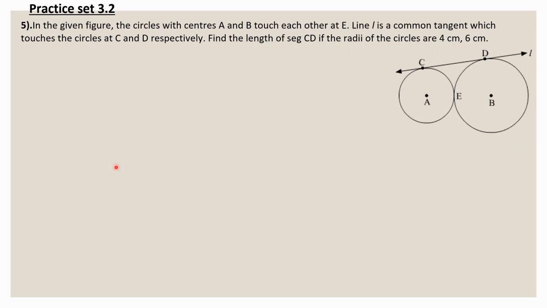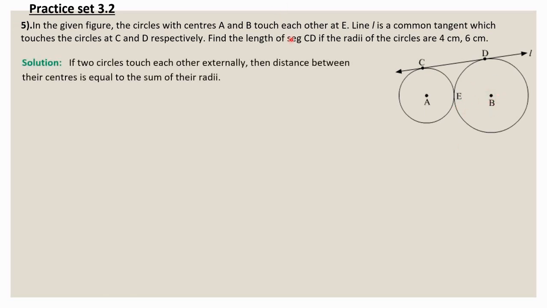Let us understand the question. The circle with center A and the circle with center B touch each other externally at point E. Line L is a common tangent to both the circles and it touches the circles at point C and point D. We have to find the length of segment CD. The radius of the smaller circle is given as 4 cm, and the radius of the bigger circle is given as 6 cm.